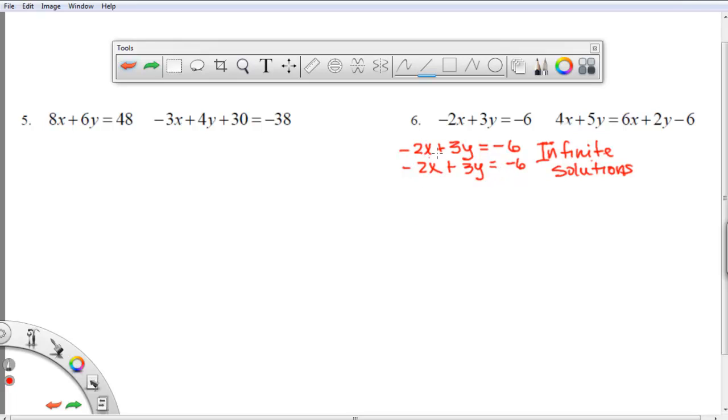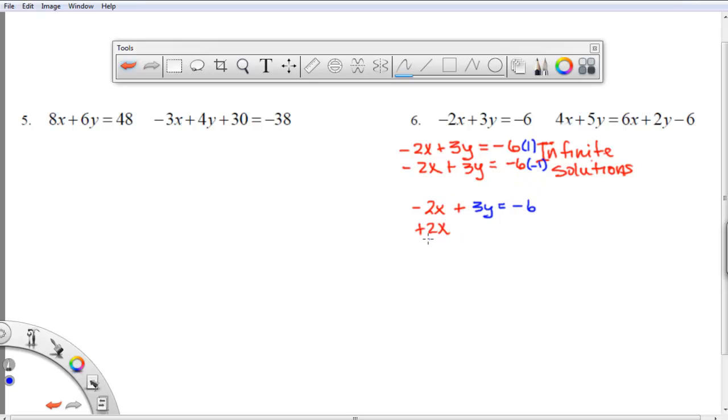So I know I want to keep this one a negative 2x. Change my pen there. And I want this to be a positive 2x. And now we're going to take this, and that first one, I just multiply it by 1. You don't have to do much to it. The second one I have to multiply by a negative 1. So I have 1 times a negative 2 is a negative 2x. 1 times 3y is 3y. And 1 times a negative 6 is a negative 6.